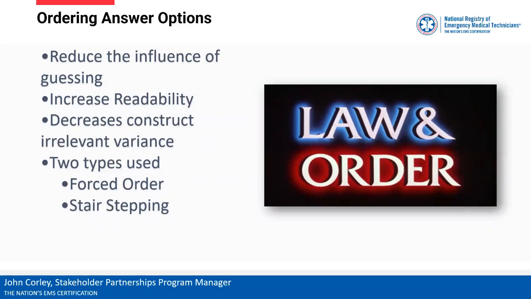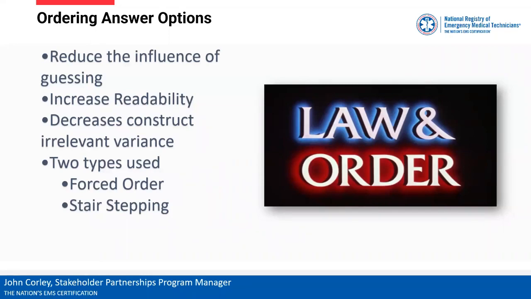Ordering the answer options. Believe it or not, ordering the answer options actually influences how candidates respond. If you do it in the right way, you can reduce guessing and test-wiseness and their impact on your test questions. You can increase the readability too and decrease your construct-irrelevant variance, which is again related to that readability. There are 2 types of ordering options that we generally use, forced order and stair stepping. Now this happens when we can't get all of the answer options to be similar in length.